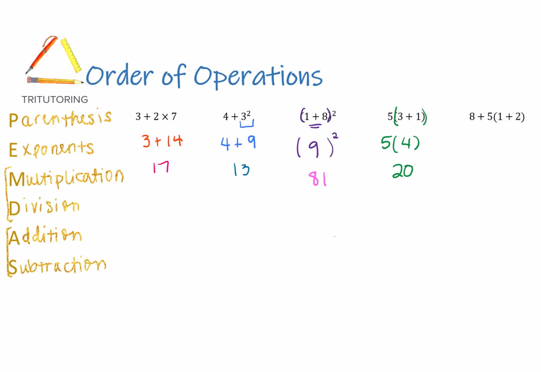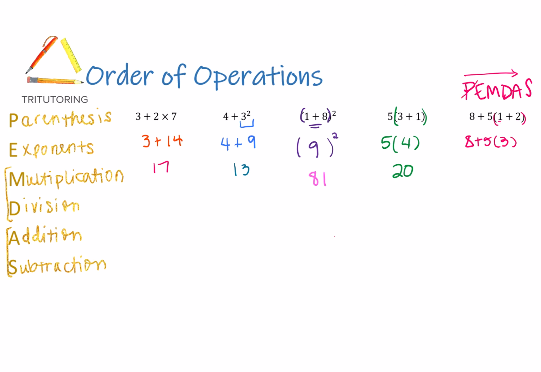Lastly, we have 8 plus 5, parentheses 1 plus 2. So if I write out PEMDAS, I start with the parentheses. The parentheses here is that 1 plus 2. So 1 plus 2 makes 3.